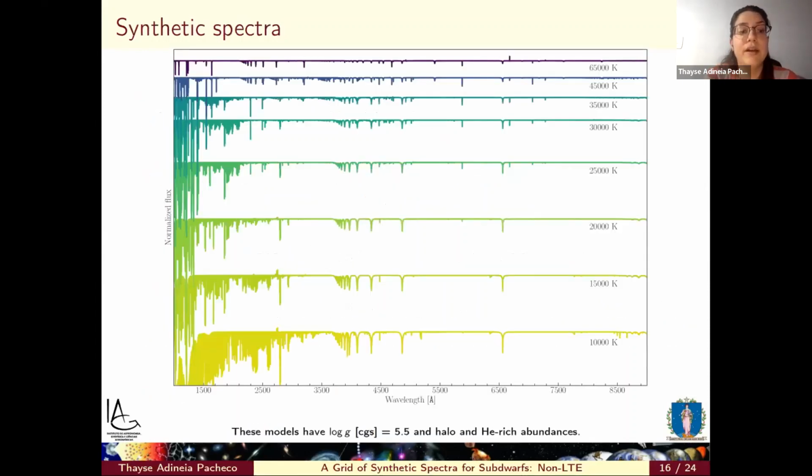Here I'm showing the normalized flux as a function of wavelength. And for the spectra, the upper spectrum is the hotter, 55,000 Kelvin, and the bottom is 10,000 Kelvin. So we can see differences in this spectra, in this range, where we have helium lines, which are more important for the hotter spectra, and this forest of lines in the bluer part of the cooler spectra.